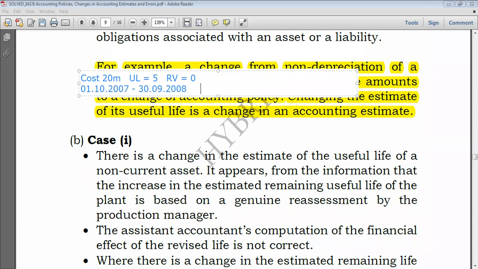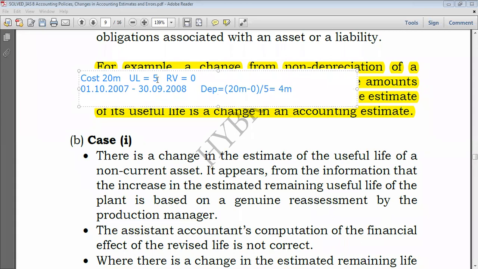What would have been the depreciation? Compute the depreciation for this first year. The depreciation should have been this way: cost, that is 20 million, minus residual value, that is 0, divided by the useful life, that is 5, and this would have been 4 million. So for the first year, it would have been 4 million.